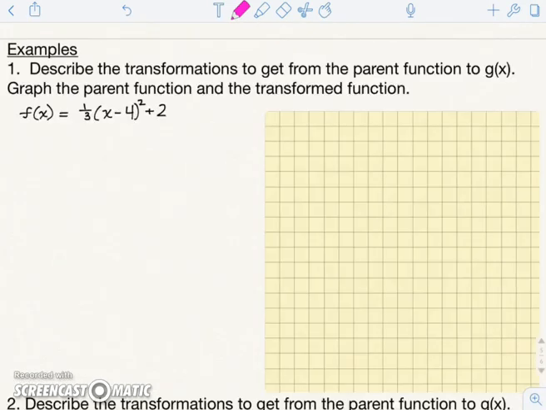We are going to look at how to apply all these transformations and what they're going to do to our graphs and what order we need to do them in class.